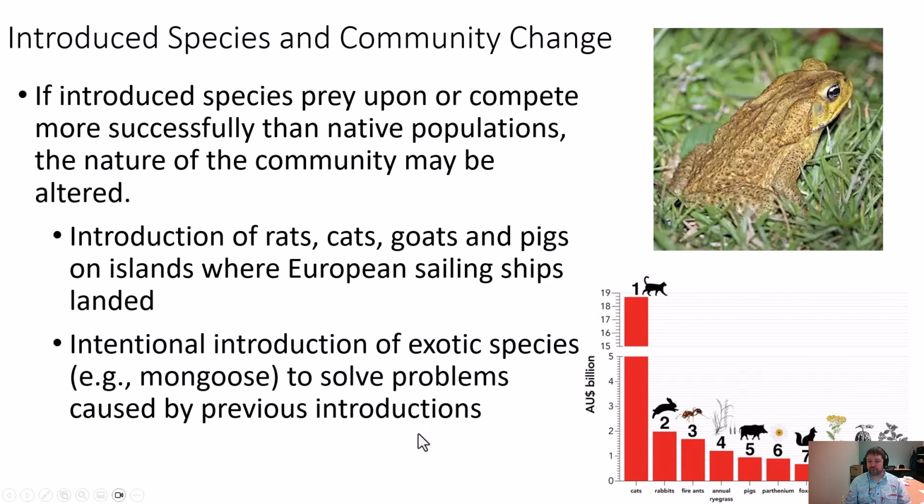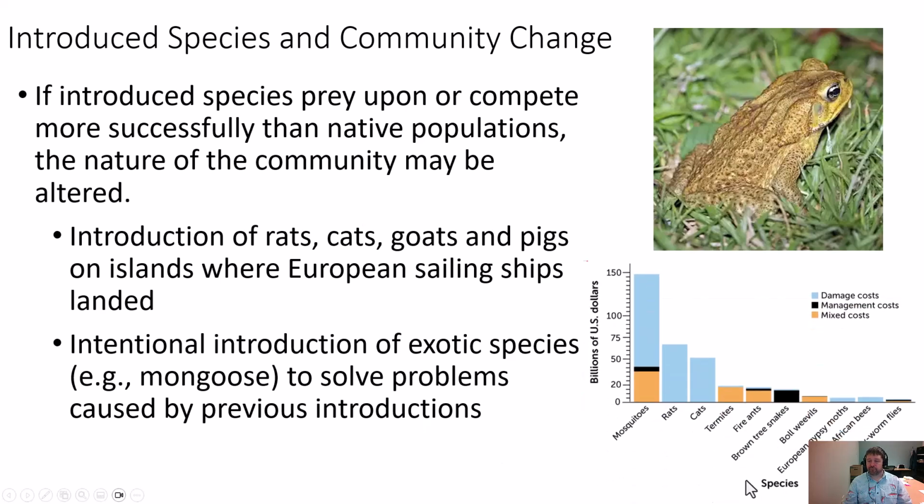Let's look at the United States. When we look at the United States, based on billions of dollars contributed to damages, management costs, or some kind of mix of that, mosquitoes are the number one that we spend on management or damages contributed to the mosquitoes. Rats and cats come in second and third. Still, we're talking, for mosquitoes, almost $150 billion.